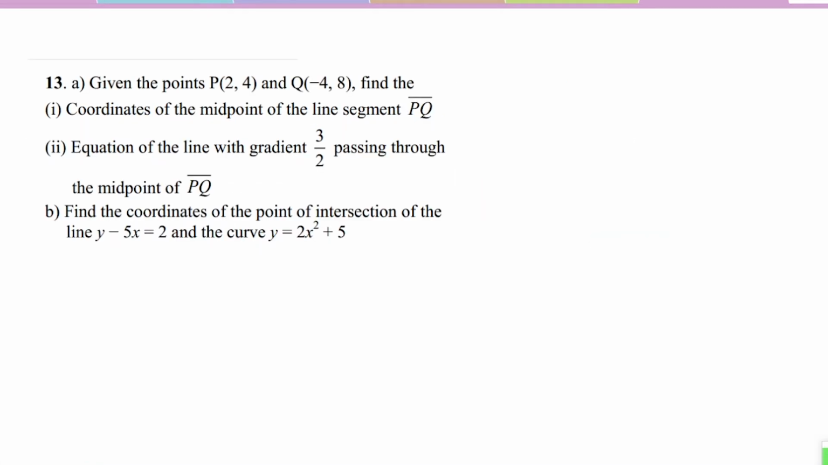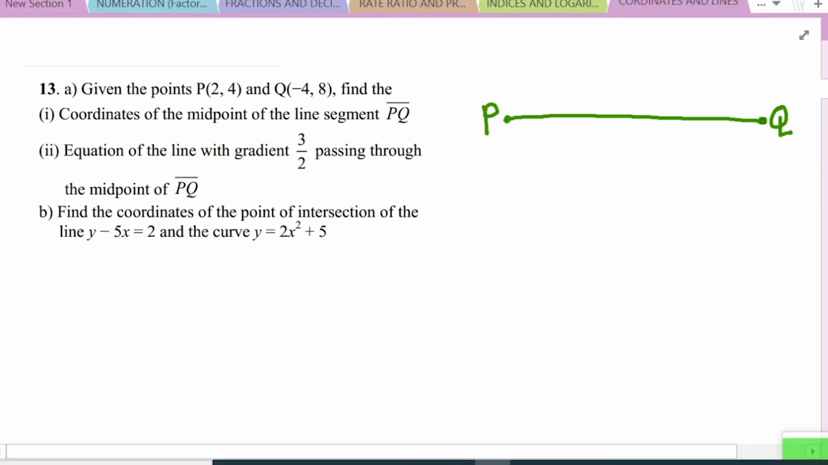Given the points P, which is 2, 4, and Q, which is negative 4, 8, find the coordinates of the midpoint of the line segment PQ. So we have point P, we have point Q, and this line is moving like that. We have point P, which is 2, 4, we have point Q, which is negative 4, 8, and we are being required to find the midpoint.